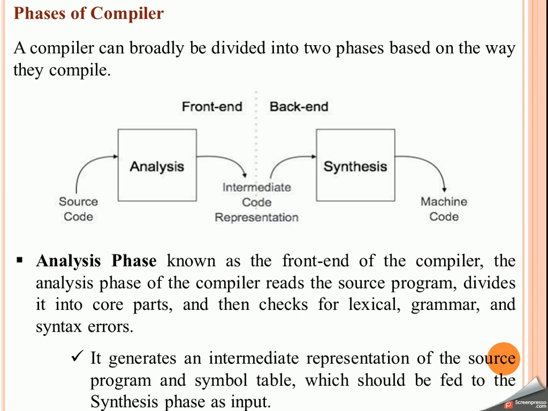So at the end of the day, we can say that the analysis phase, which is the front end of the compiler, divides the entire source code into core parts, and then checks the lexical, that is the vocabulary of the program, the grammar, that is the semantics of the program, and any kind of syntax error, if at all it prevails in the program. Once it checks everything, it reports all the symbols that it encounters into a symbol table, and all the errors that it encounters, it reports to the error handler.